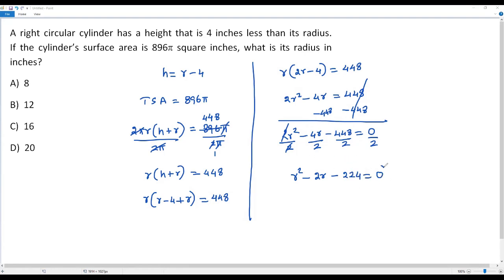Here we have a quadratic equation in standard form in terms of the radius, that is r. So here we have a bigger number as a constant. If I try to solve it by factoring, I have to do it by trial and error. Since it's a digital SAT, we can use the Desmos graphing calculator to solve for r in this quadratic equation. Now let's go to the Desmos graphing calculator.